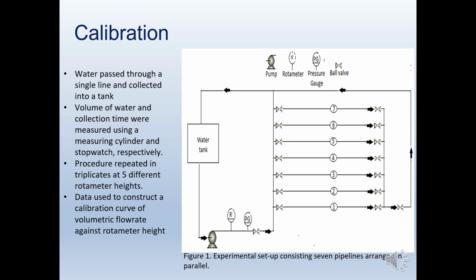For this part, water was allowed to pass through a single pipeline and collected into a tank. This was done in triplicates for 5 different rotameter heights. For each run, the volume of the water collected and the time of collection were measured using a measuring cylinder and a stopwatch respectively. The data obtained was then used to calculate the volumetric flow rate, which was further used to construct a calibration curve of volumetric flow rate against rotameter height.